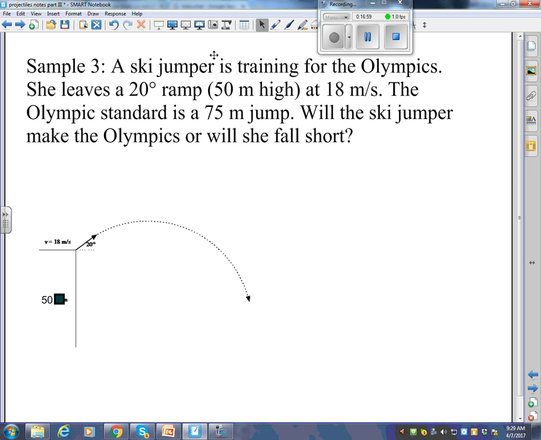Do you want to try one on your own? Why don't you try one right now? You got half an hour. You need to work with someone you can. Ski jumpers training for the Olympics. She leaves a 20-degree ramp, 50 meters high, at 18 meters per second. The Olympic standard is a 75-meter jump. These are completely made-up numbers. Will the ski jumper make the Olympics, or will she fall short?